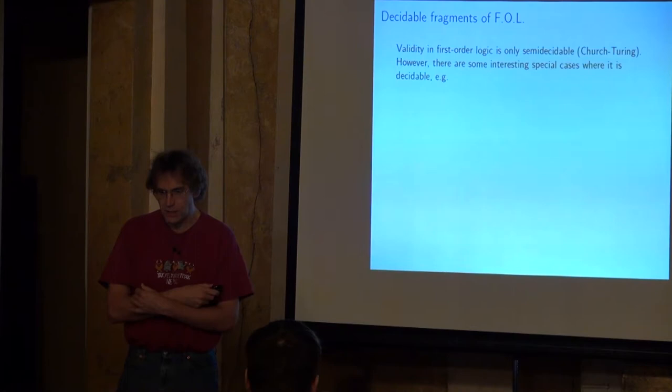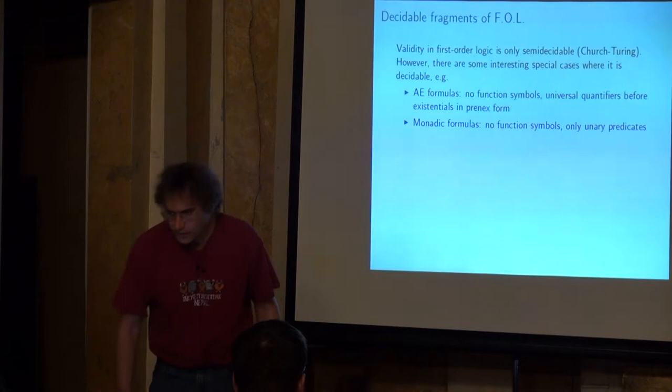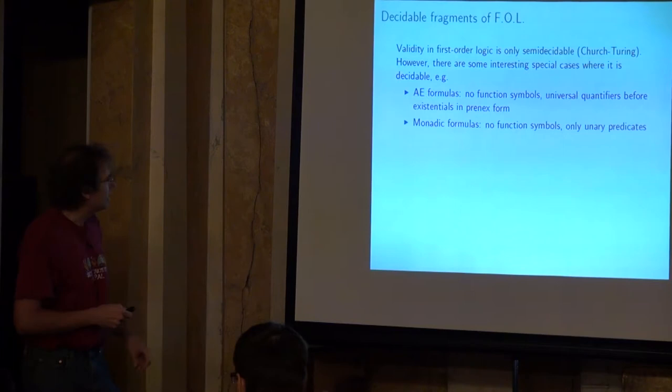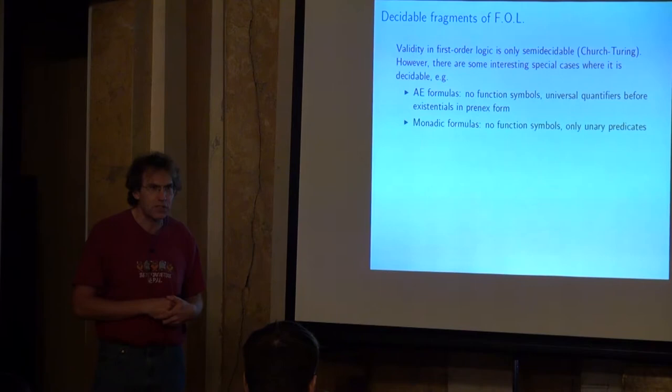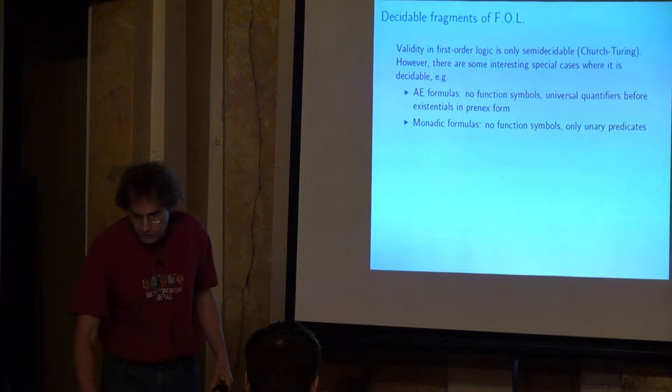But it's interesting to note that there are some cases where first-order logic is completely decidable. Provided your formula belongs to certain restricted classes, there are actually decision procedures, and that can sometimes be quite interesting. One class is the so-called AE formulas, formulas that have no function symbols and all of the universal quantifiers come before all the existential quantifiers when you put it into prenex form. Another common example is monadic formulas, where you have no function symbols and you only have unary, that is monadic, predicates. You don't have any binary predicates. So those cases are both decidable.